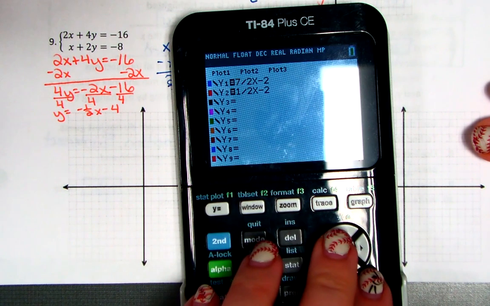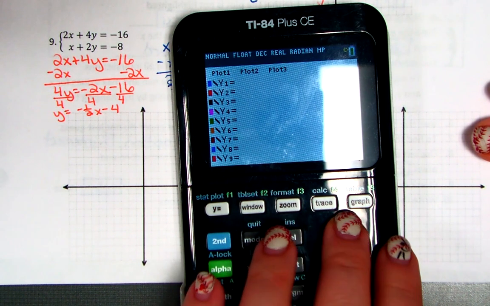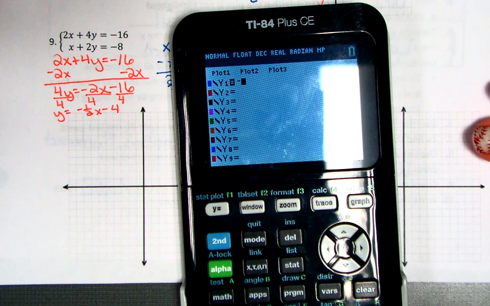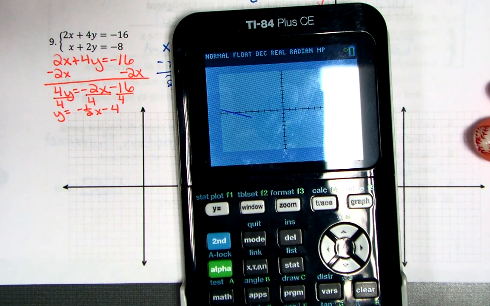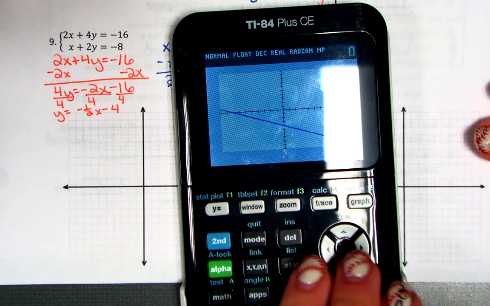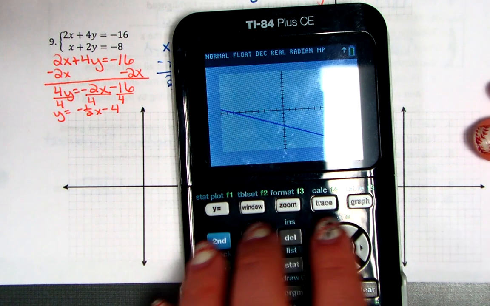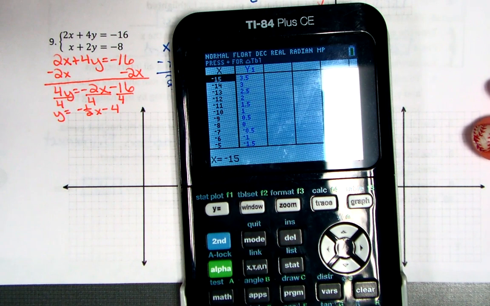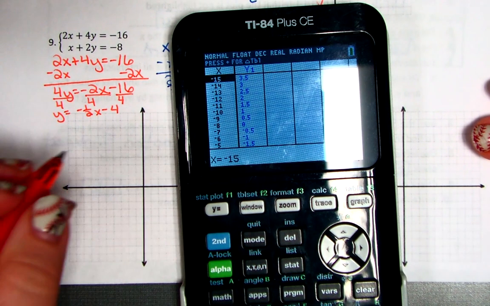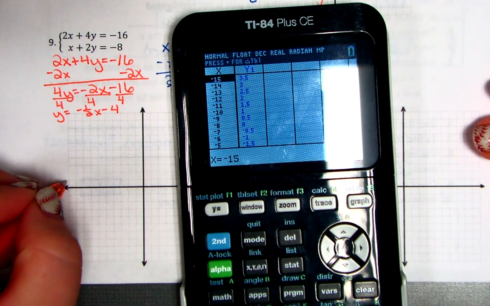So again, we can use our calculator to get those points just to get a little more practice. So y equals, I'm going to clear out what's there. I don't really need to put anything into y2 because again, they're the same equations, but it's certainly okay if you do. So negative 1/2 x minus 4. And we will hit zoom 6. There's what our graph should look like. My window's okay. Then we'll go to our table and we'll get some points. So negative 10 and 1.